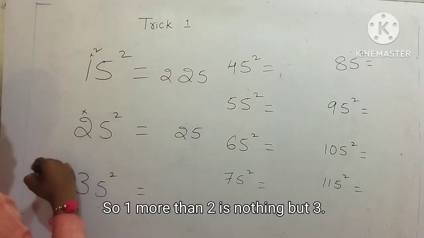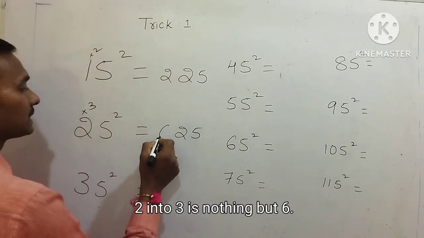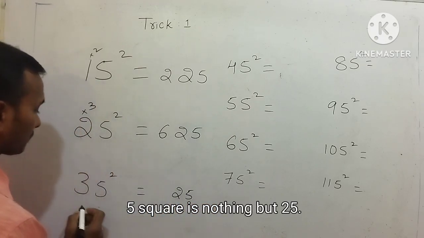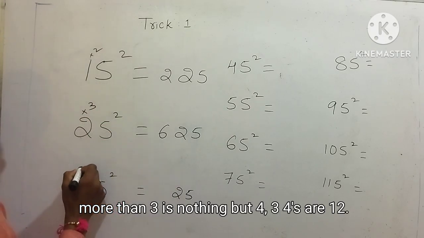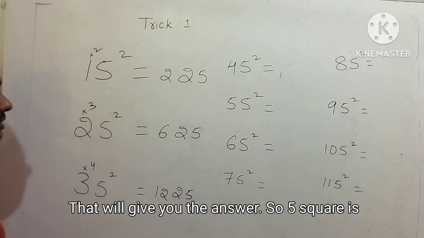So 1 more than 2 is nothing but 3. 2 into 3 is nothing but 6. 5 square is nothing but 25. 1 more than 3 is nothing but 4. 3 fours are 12. That will give you the answer.